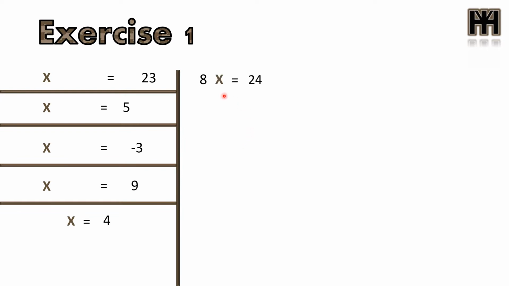We have 8x equals 24. How to know the value of x? We'll send the 8 to the other side. It's multiplied, so it will be divided. So we have 24 over 8, which is 3.